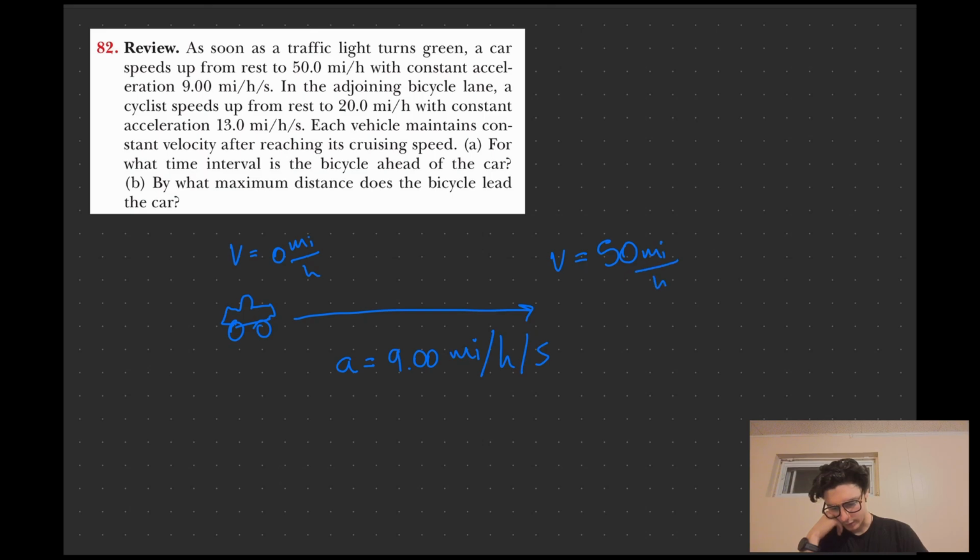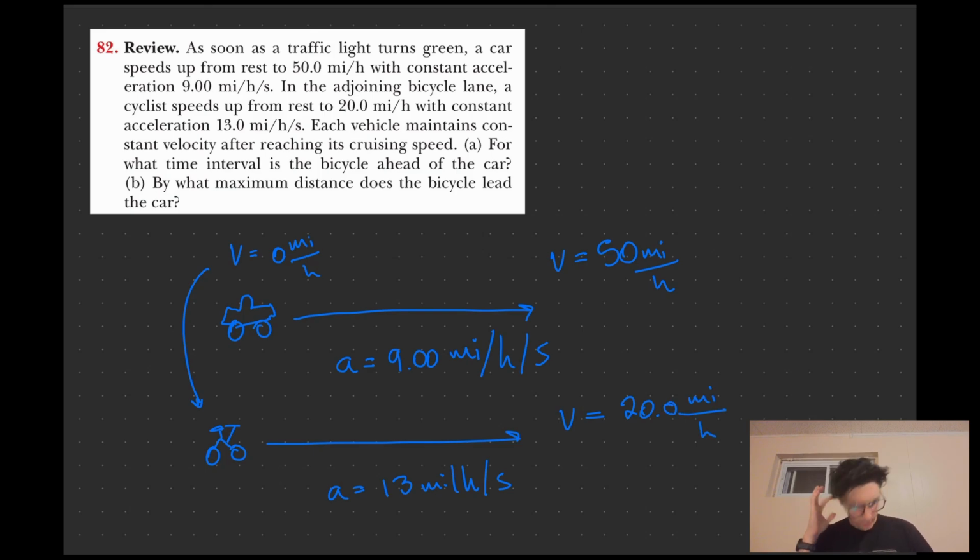miles per hour. Next to it is a bike, which starts also at initial velocity 0. It has a different acceleration. Its acceleration is a little faster than the car at 13 miles per hour per second. And then it reaches a slower cruising speed of 20 miles per hour. Each vehicle maintains constant velocity after reaching its cruising speed.